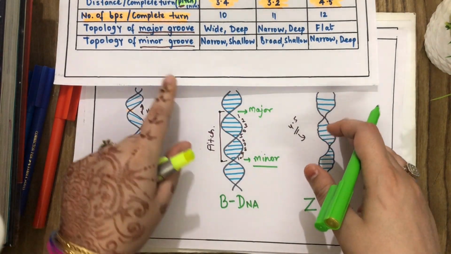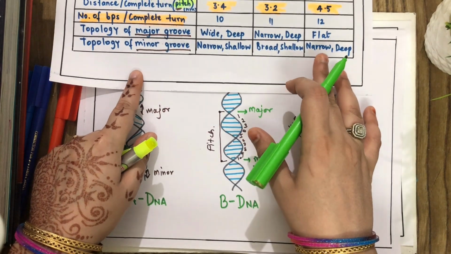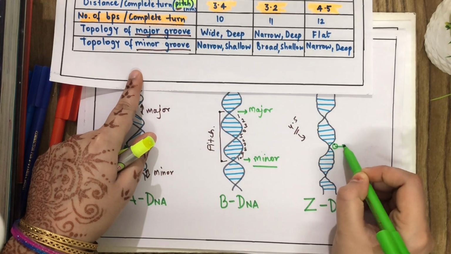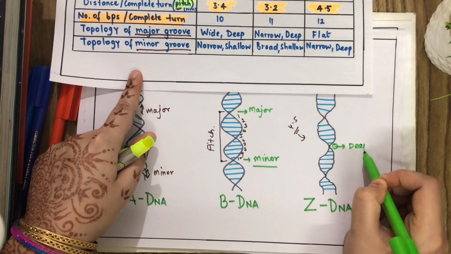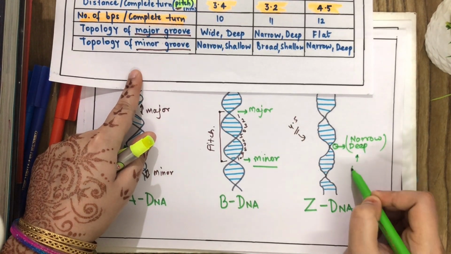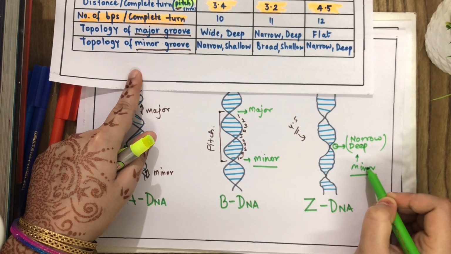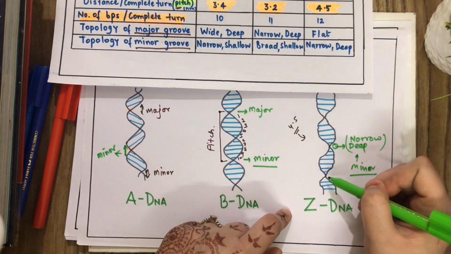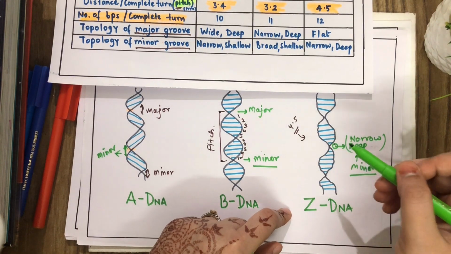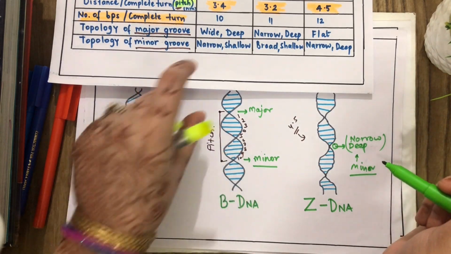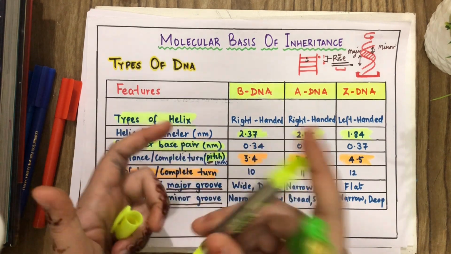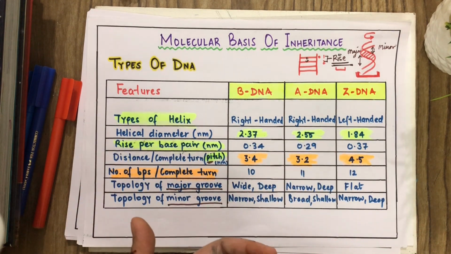Fine. Now for Z DNA, narrow and deep. This is the minor groove for Z DNA. Here you can see the minor groove is narrow but deep. So these were the types of DNA which we discussed today.